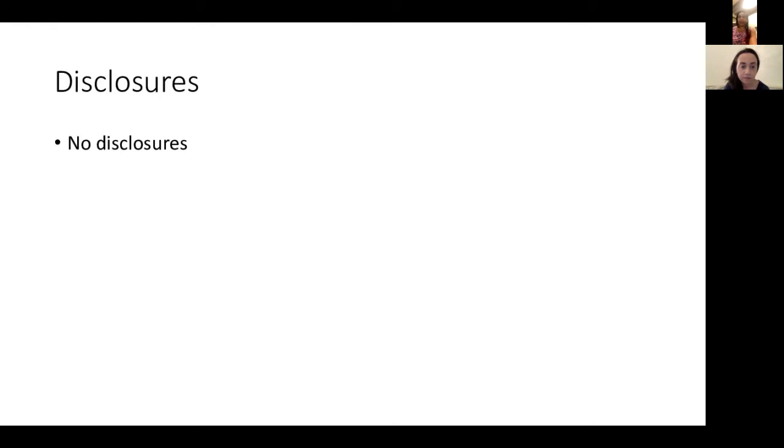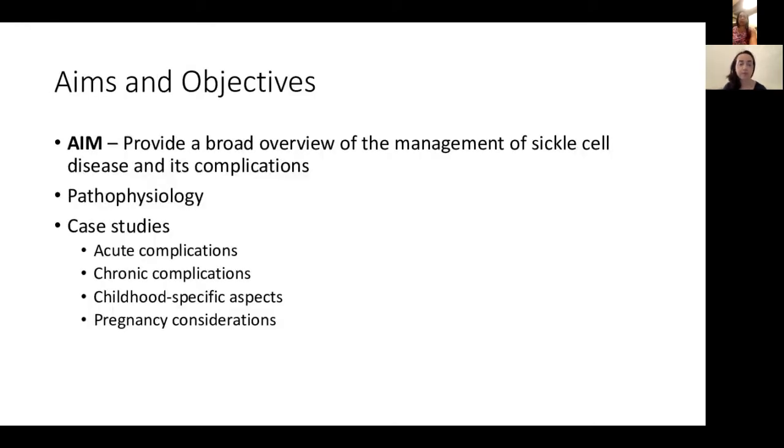I don't have any disclosures to disclose to you. My aims and objectives are to give a broad overview of sickle cell disease. It's a massive topic, but I thought it's important if we just touch upon some really common scenarios that you will see in clinical practice and just go through the complications. I will describe the pathophysiology that underpins sickle cell and then illustrate some of the clinical management aspects with some case studies, going through typical acute and chronic complications, but also childhood-specific aspects and pregnancy considerations.